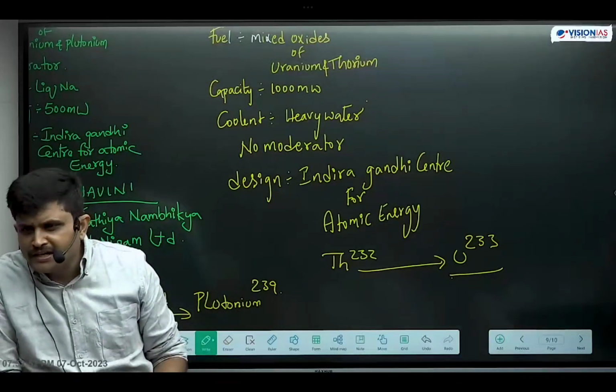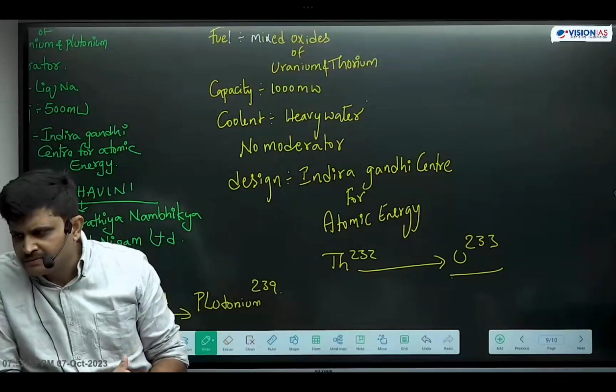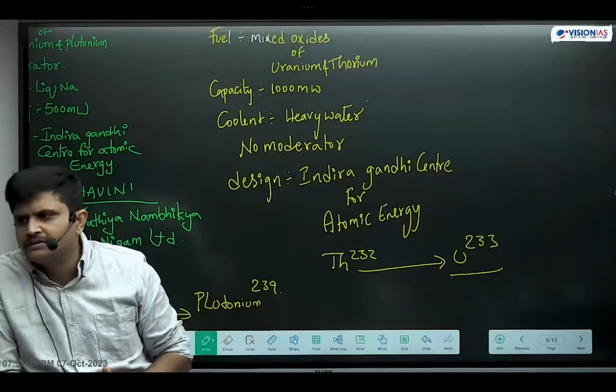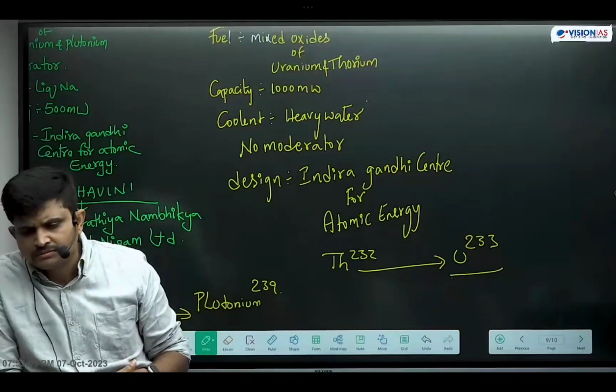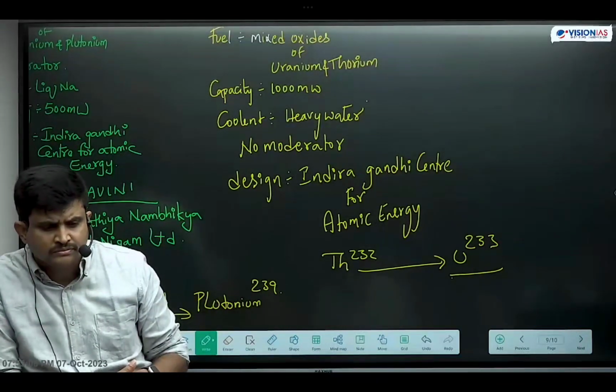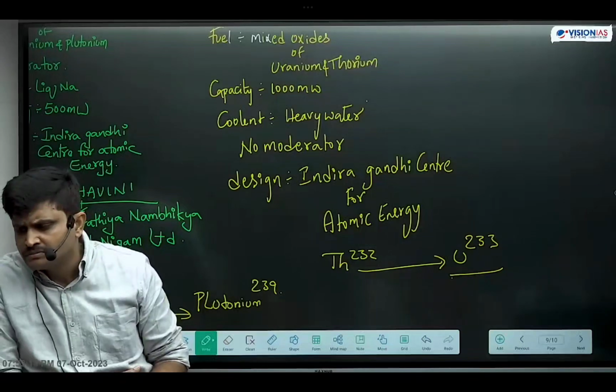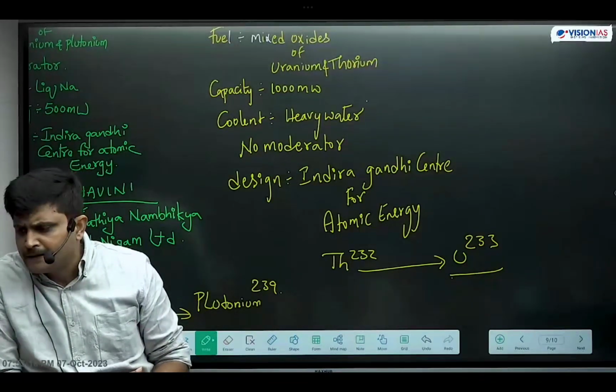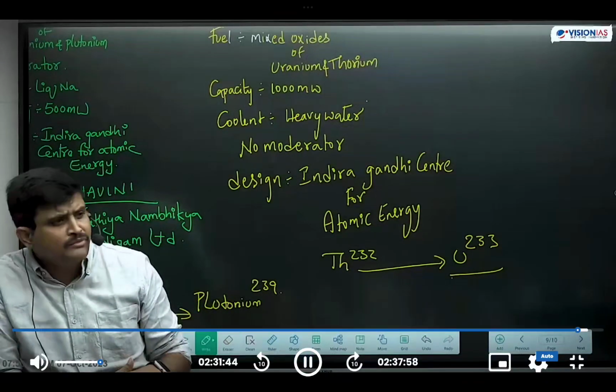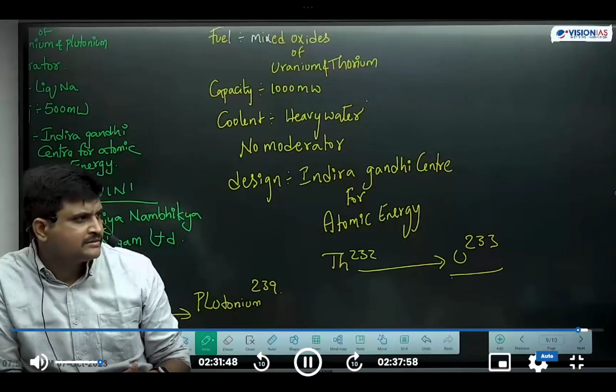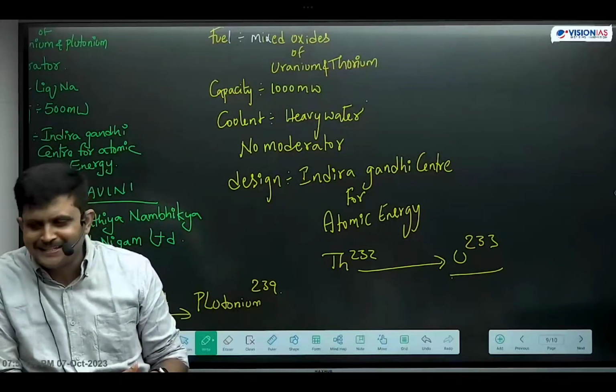Next one is no moderator is required, because these fast moving neutrons convert uranium 238 into plutonium 239. That is what.